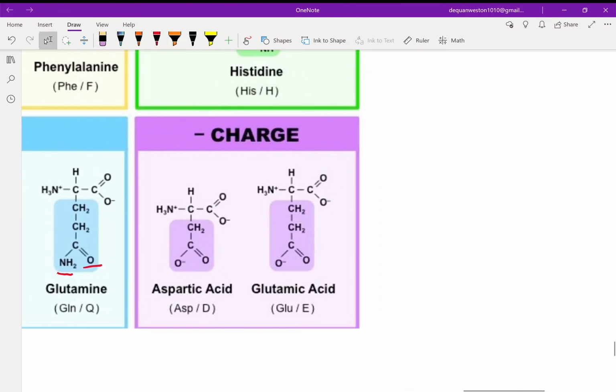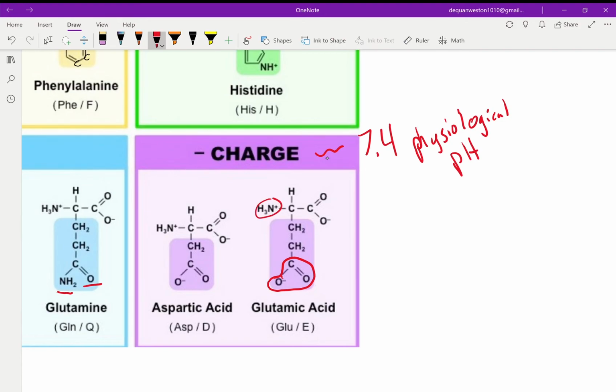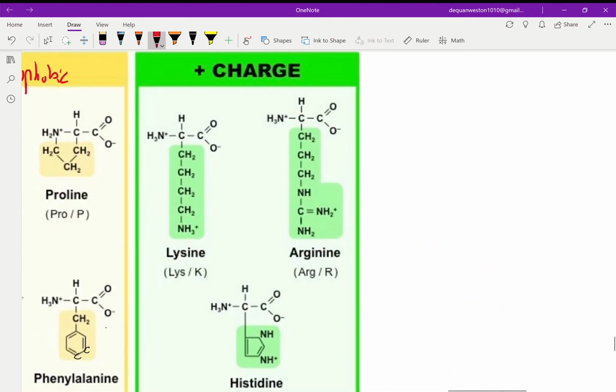Let's go over here to the charges. So where do these plus minus charges come from? Remember, first of all, this charge is at a pH of roughly 7.4, which is called physiological pH. So the reason we have this is because this group right here. So we have a plus, a minus, and then another minus. Plus, minus, minus. And the same goes with up here.